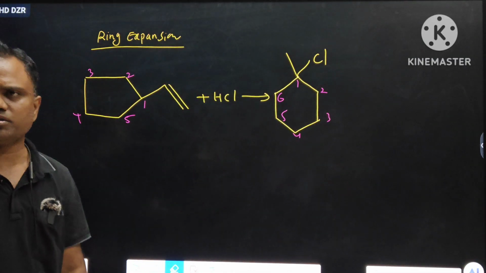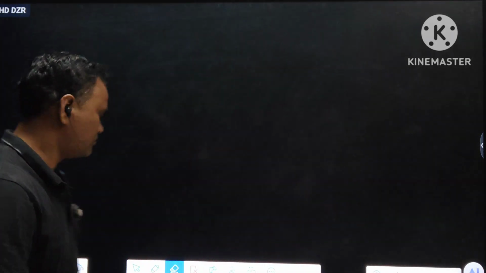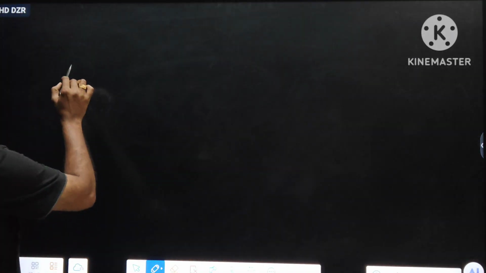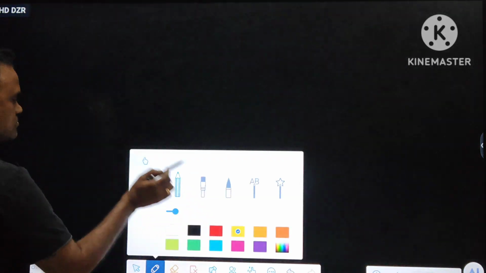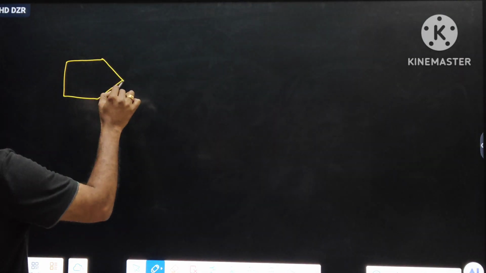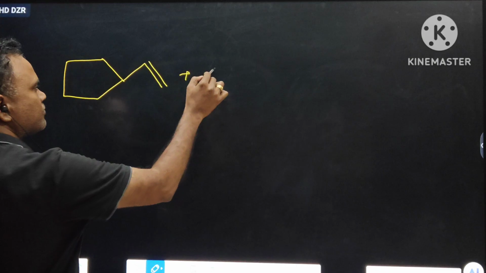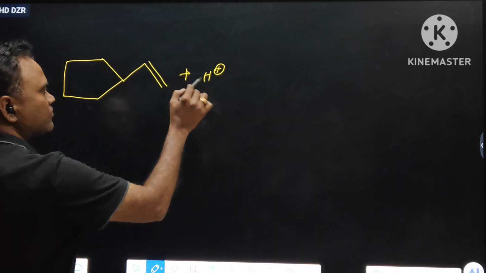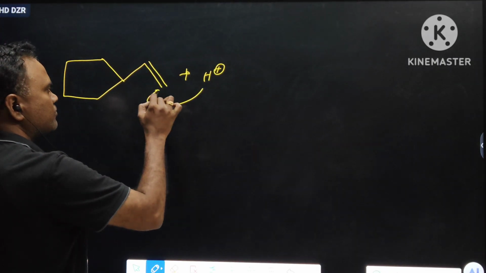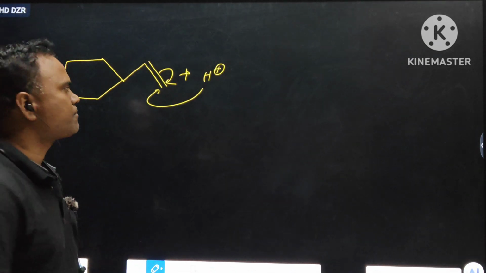And let us go with the mechanism. See the mechanism. Same step.